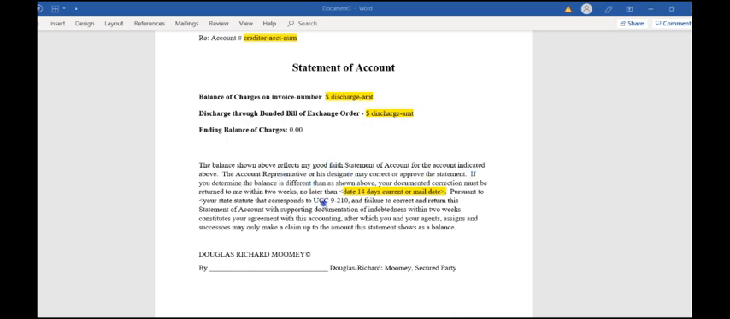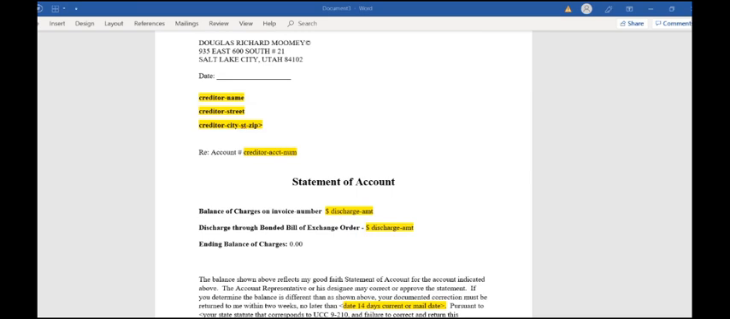The account representative, that would be me, or his designee may correct or approve the statement within 14 days pursuant to UCC 9-210, you might want to look that up, and failure to correct and return the statement within 2 weeks constitutes your agreement with the accounting, after which you and your agents may only make a claim for the amount this statement shows, which is what? 0. So that's pretty simple, right? Statement of account.